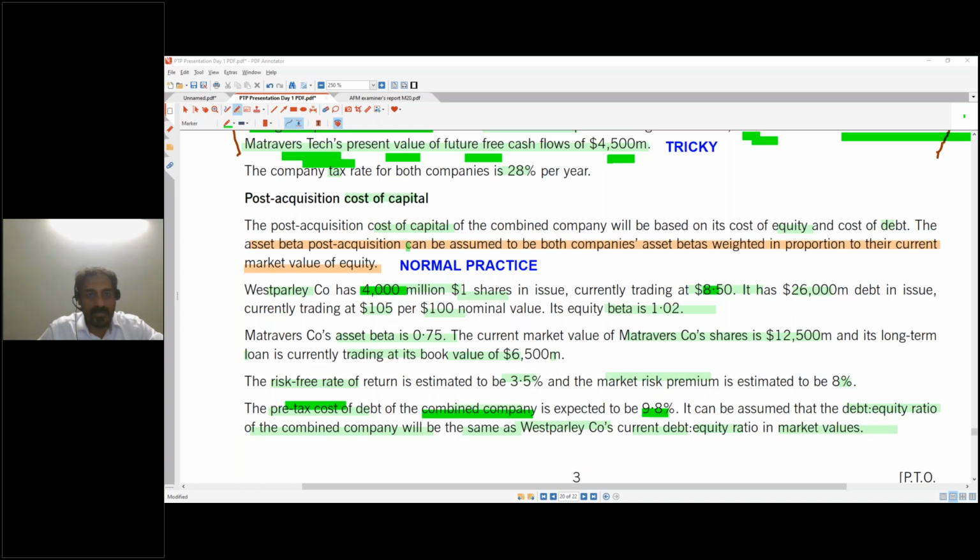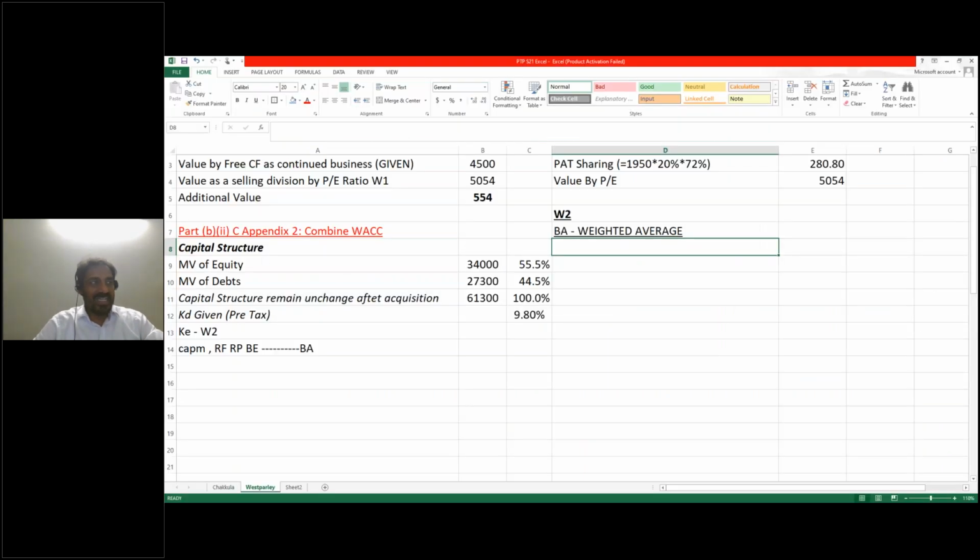The beta asset post acquisition can be assumed to be both companies' asset betas weighted in proportion to their current market value of equity. So, a weighted average with the proportion of current market value of equity. But the important thing is, is this beta asset available? You said, sir, the beta asset of the Metravers company is given.